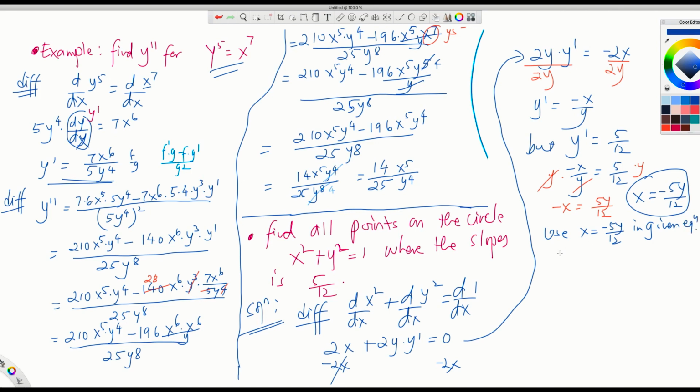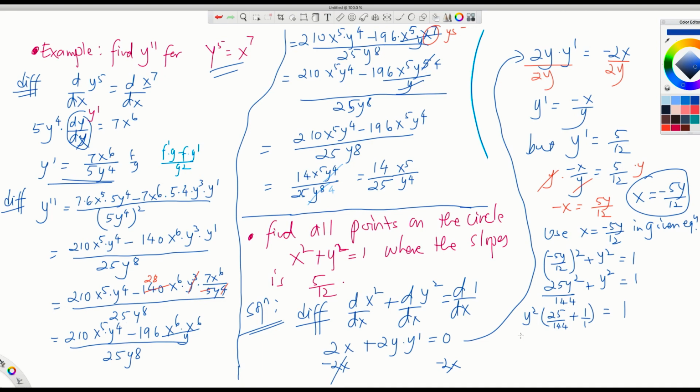What do you get? If you plug that in, x squared is negative 5y/12 squared, and then plus y squared, which is just y squared, equals 1. That's the given equation, right? So how much is that? 25y squared over 144 plus y squared equals 1, right? So you need to factor y squared out. If you take y squared out, what do you get? 25 over 144 plus 1 equals 1.